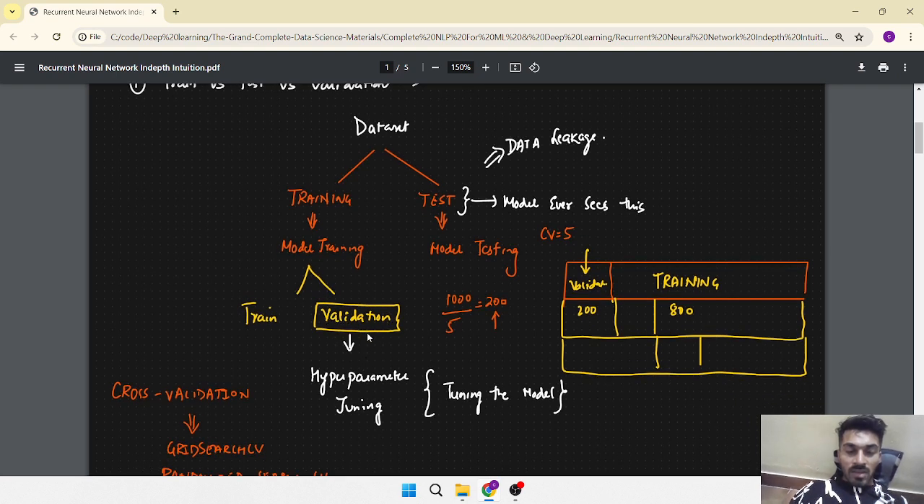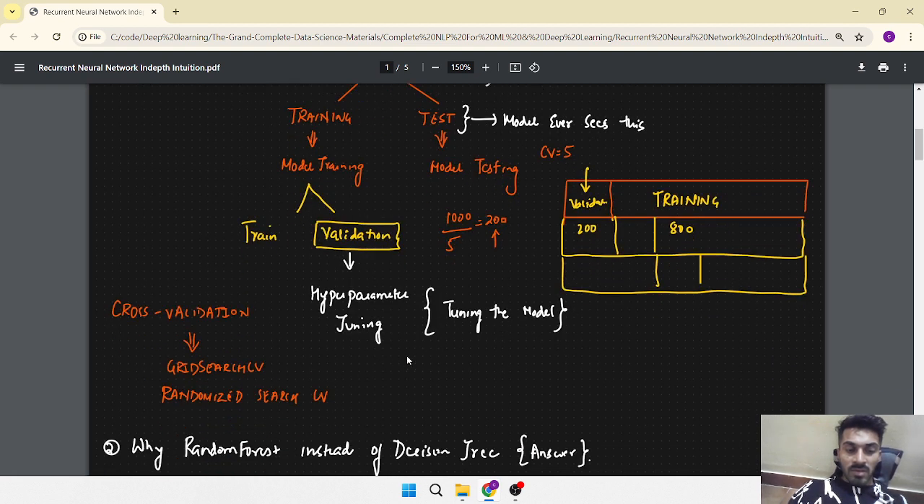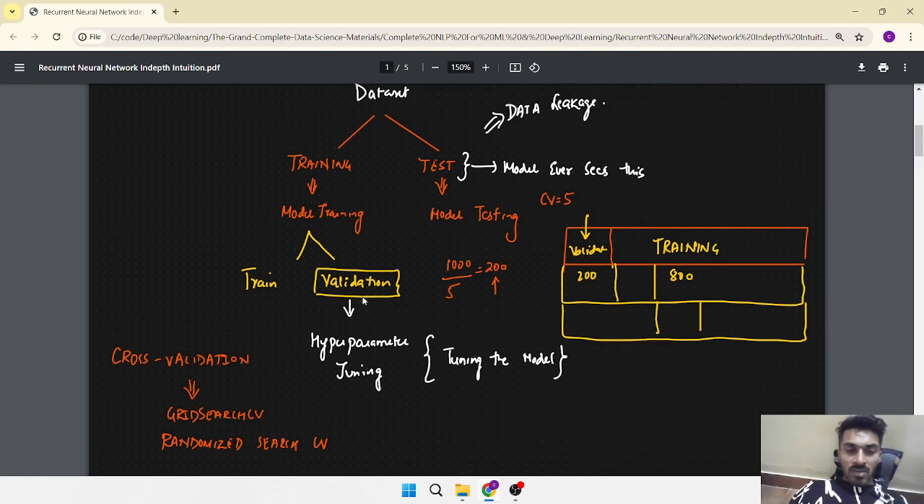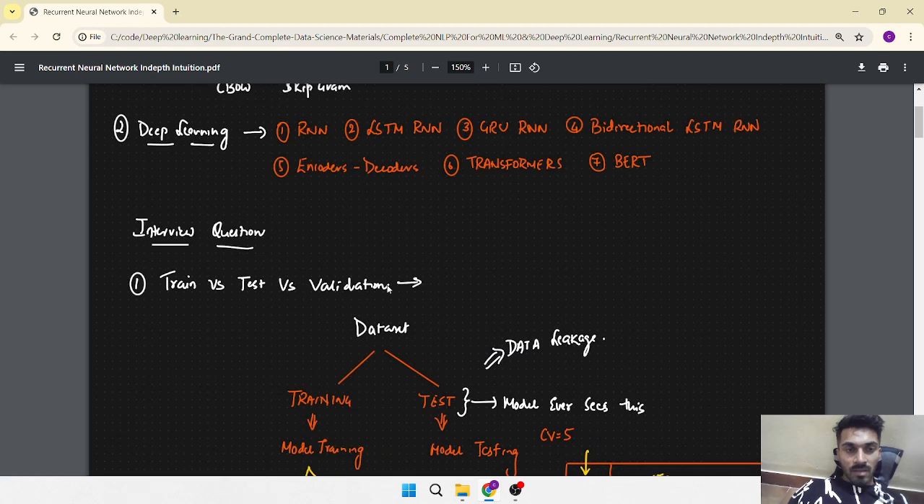This is also a hyperparameter, like validation. There are also some techniques to validate our model, like k-fold cross validation, grid search CV, and randomized search CV. So these are some techniques to train our model.